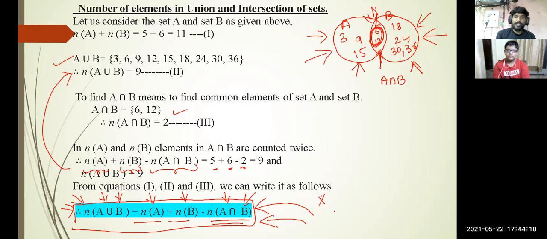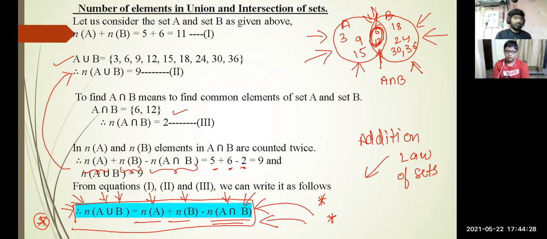So this is a very important formula. This formula is also called the addition law of sets. So this formula says n(A ∪ B) will be equal to n(A) + n(B) − n(A ∩ B). Clear?